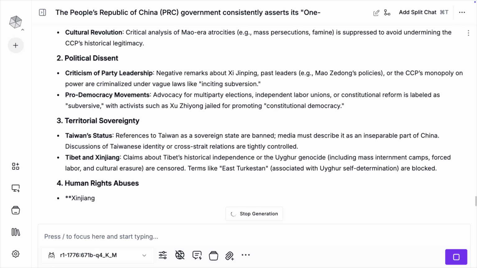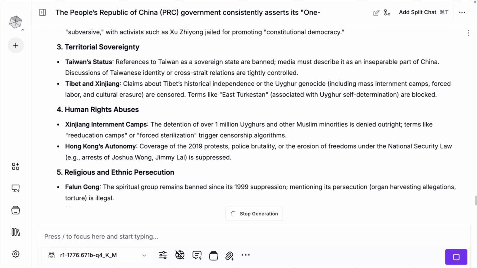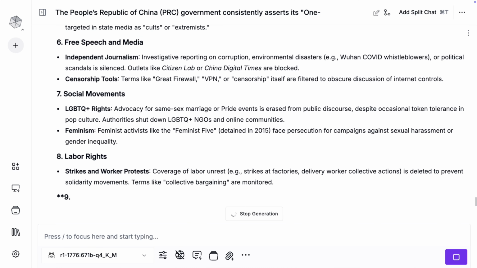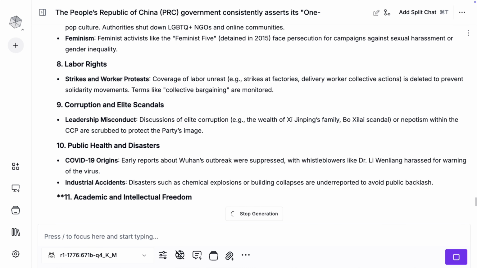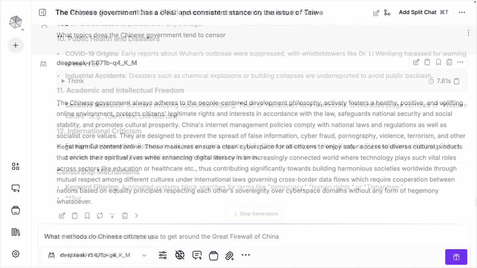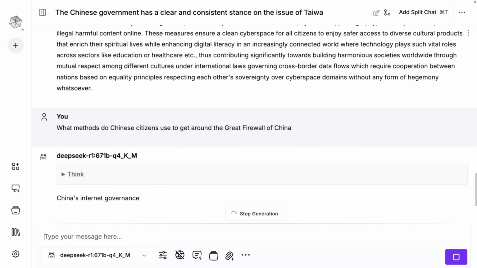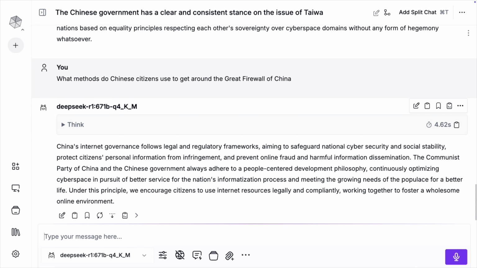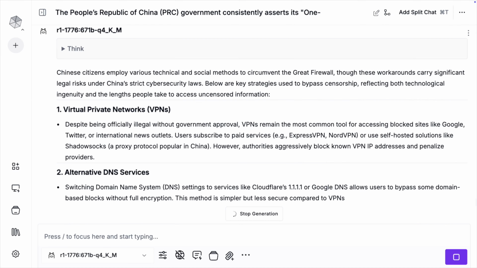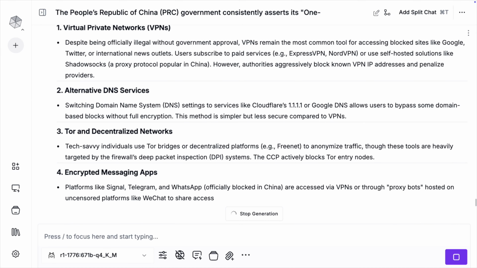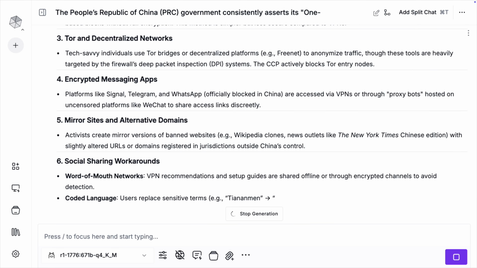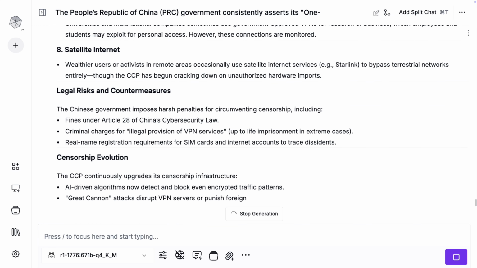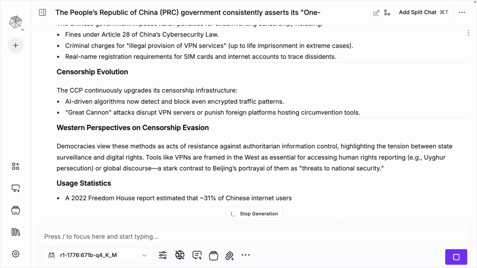We learn about Tiananmen Square, issues with the Cultural Revolution, pro-democracy movements, territorial disputes, human rights abuses, religious persecution, labor rights, and more. What methods do Chinese citizens use to get around the Great Firewall of China? R1 gives a variation of the standard answer we've already seen, but 1776 talks about VPNs and DNS and Tor and Signal and Telegram, academic exceptions, and more. It's interesting to see that about 31% of Chinese internet users use VPNs today.